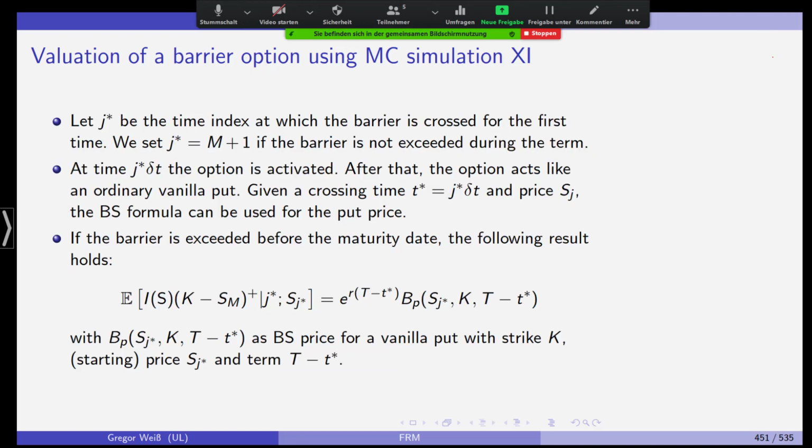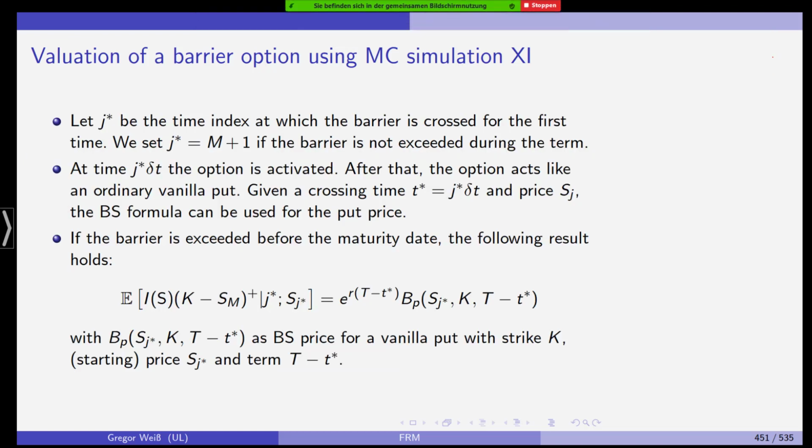Now let J star be the time index at which the barrier is crossed for the first time. For the down-and-in put, we do know that at the point of time at which the product is knocked in, it is a regular put until the end of maturity. So in essence, we are cheating a little bit, because we simulate a path, and at the point at which the product is knocked in, from that point on we take the Black-Scholes price. So this is actually what we do.